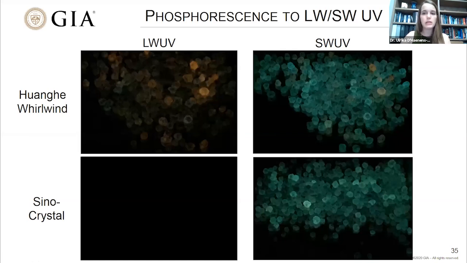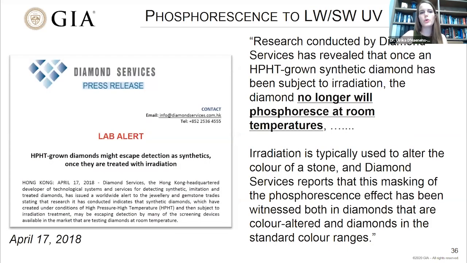Now, this is great. It means that there's actually a lot of instruments on the market that are used for identification that are based on this phosphorescence response. But one of the things to keep in mind is that it can be prevented. So in 2018, there was a press release that came out of Hong Kong saying that it is possible to kill the phosphorescence of the HPHT synthetic diamonds, the man-made diamonds. And that's just through a very simple irradiation treatment.